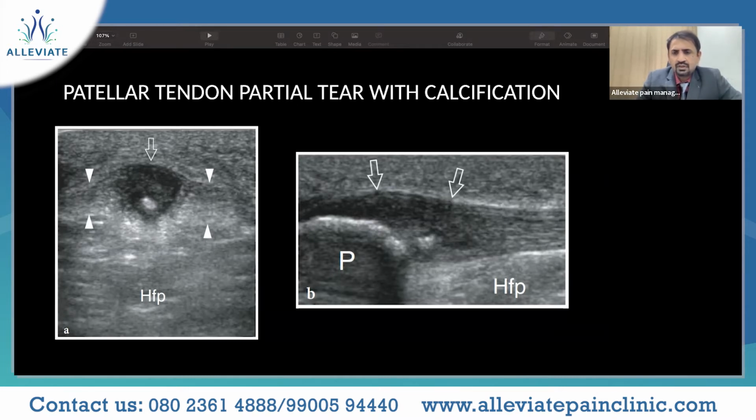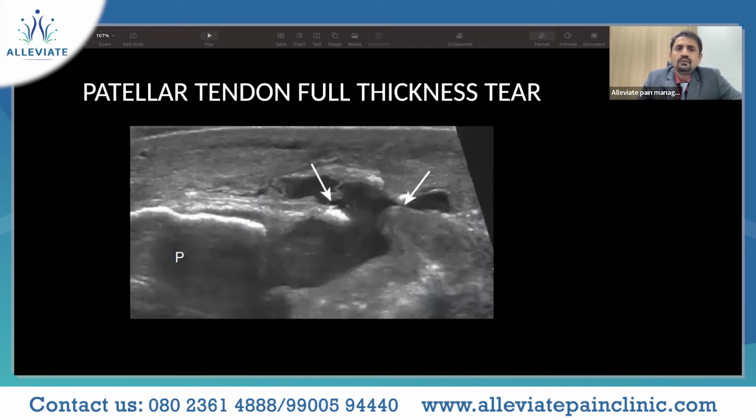There is diffuse swelling of the tendon as well, of the proximal end. This is again a full thickness tear of the distal end, where you can see that distally near the tibia, you can see the thickened end of the tendon and the retracted proximal end, and you can also appreciate the hematoma which is formed around this area.